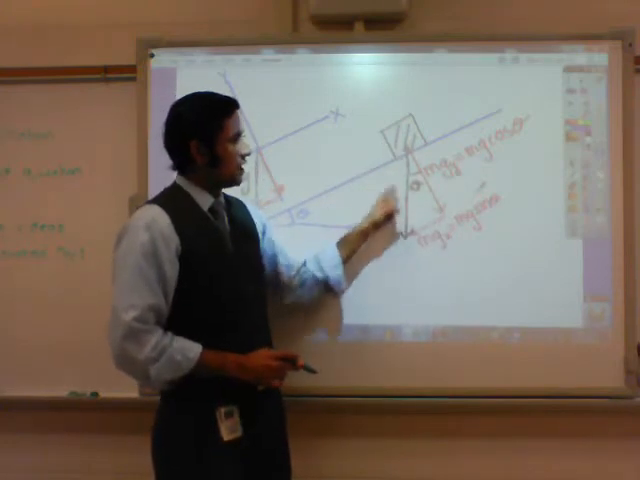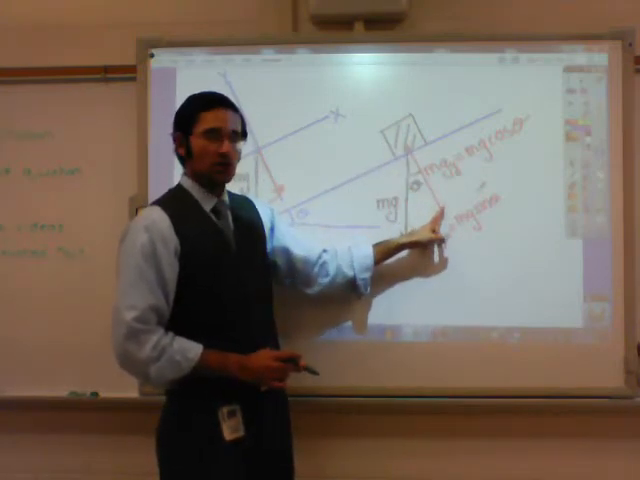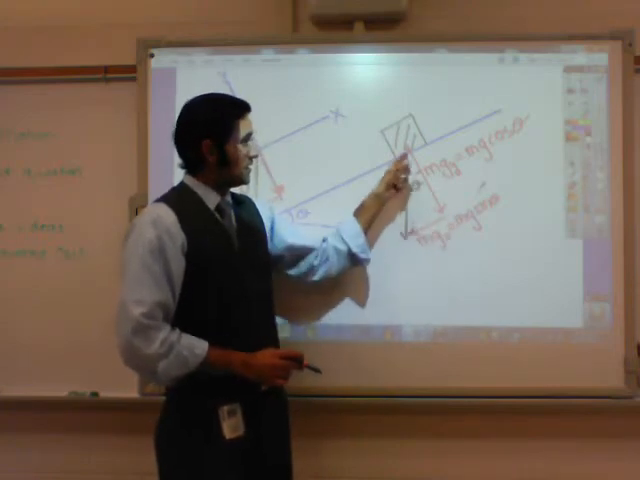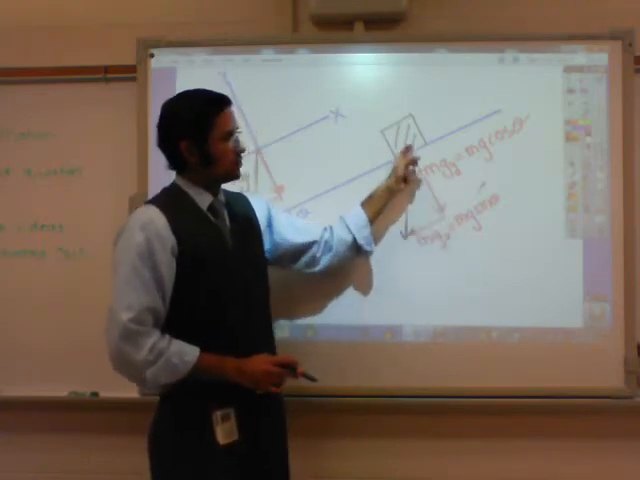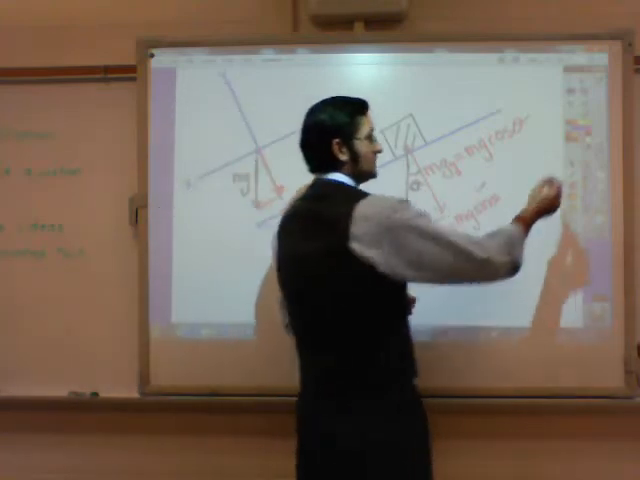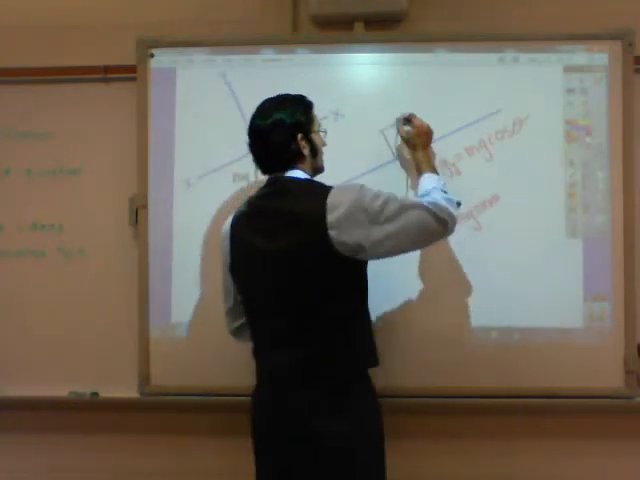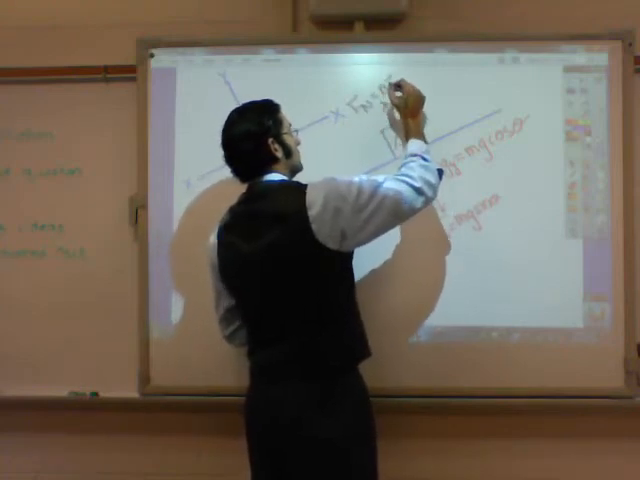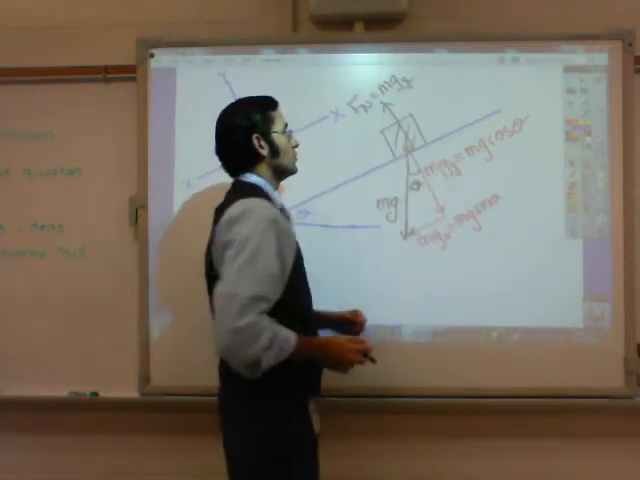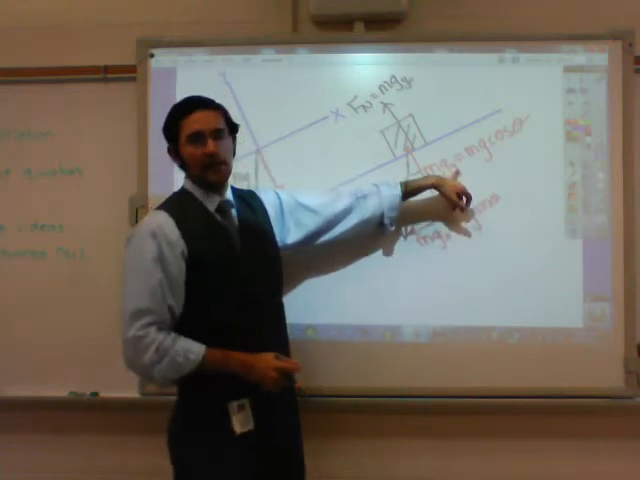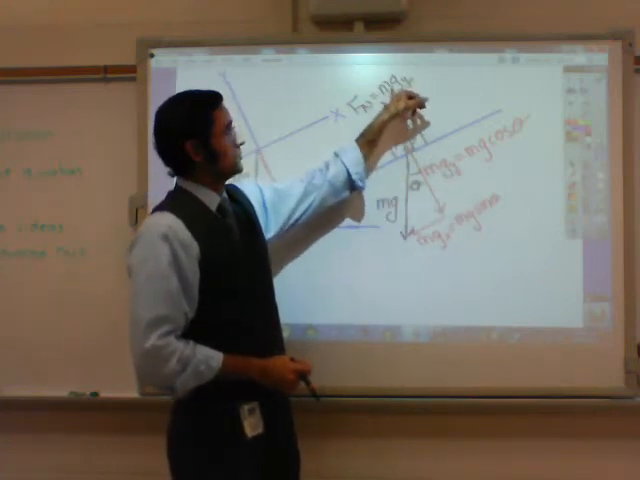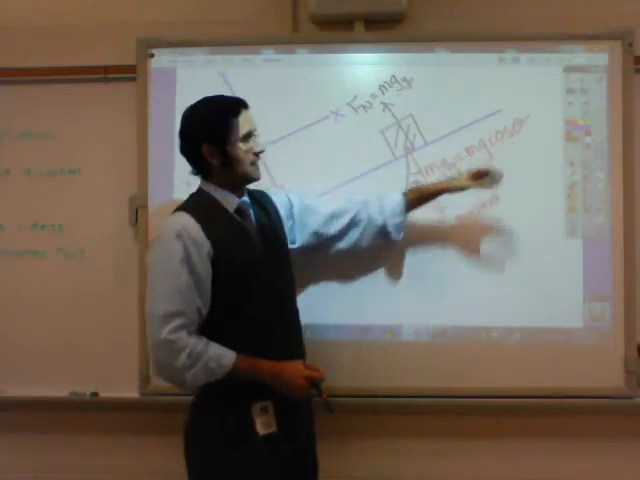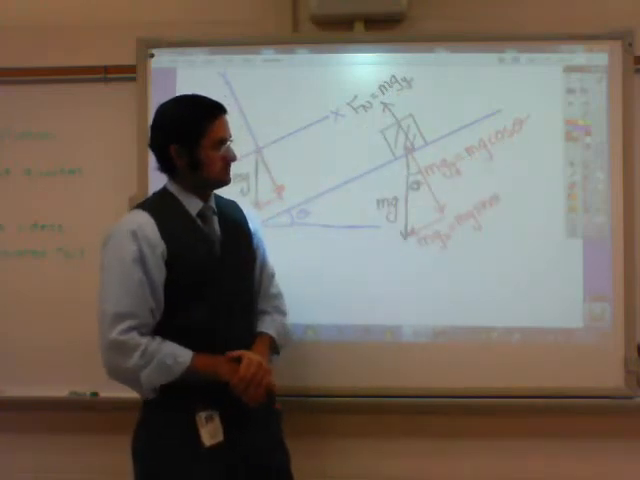Here's the force of gravity. Only part of the force of gravity is pushing the box against the surface. The other part is pushing the box down the surface. So if mgy is the only force pushing the box against the surface, the normal force will be just as strong as mgy. The normal force will be equal to mgy, or whatever mgy stands for, which is mg cosine theta.